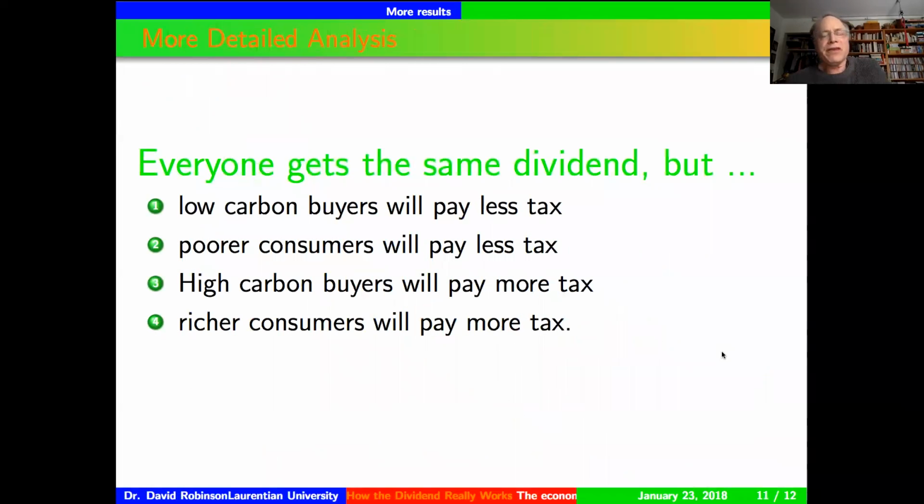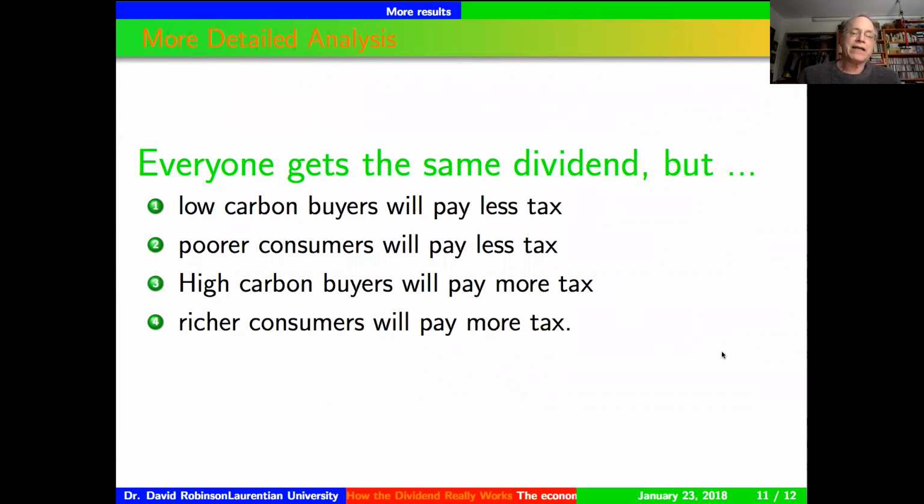Okay, so there are some features of this that you all know, and you can show with this diagram, but I'm not going to show it with the diagram. I'm just not going to take that time. But if people weren't buying much carbon, they weren't going to pay much tax. So people who were lower on that line would pay less tax. Poor consumers who don't buy much carbon because they don't have much money don't pay as much tax.